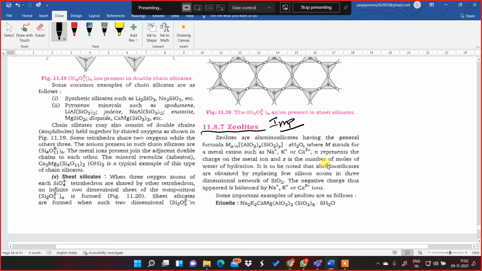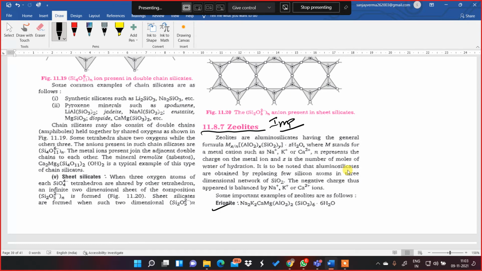It is to be noted that aluminosilicates are obtained by replacing a few silicon atoms in the three-dimensional network of silicon dioxide. So if you replace a few silicon atoms from the three-dimensional network of silicon dioxide, then we get aluminosilicates, which are called zeolites. The negative charge thus appearing is balanced by the positive ions of sodium, potassium, or calcium. So the important examples of zeolites are given over here.